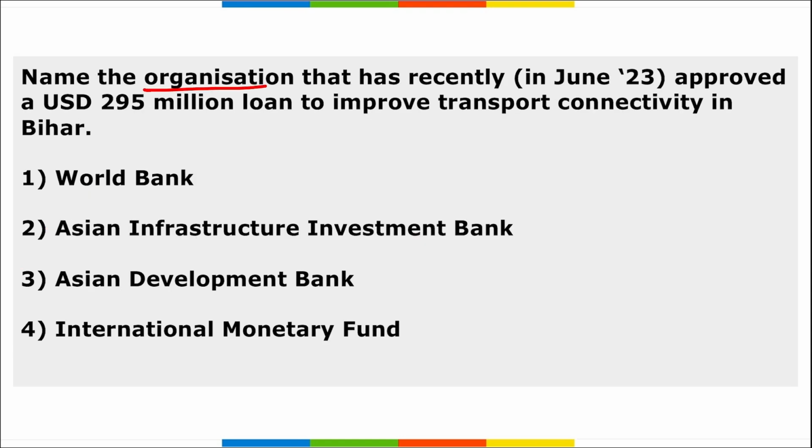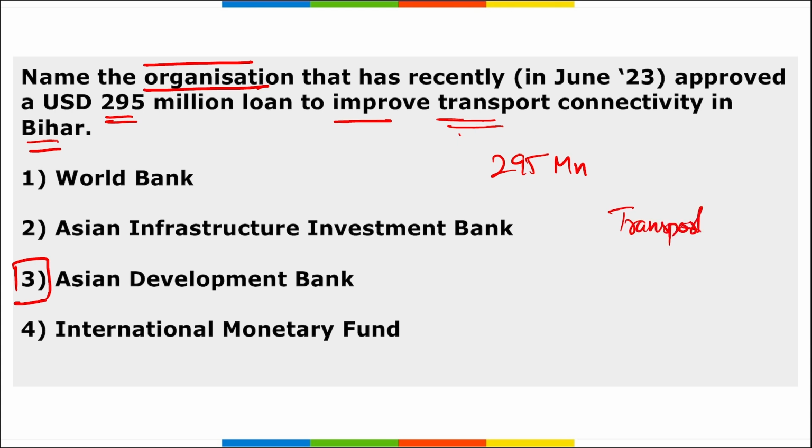Next, name the organization that recently approved a $295 million loan to improve transport connectivity in Bihar. I repeat, name the organization that recently approved a $295 million loan to improve the transport connectivity in Bihar. It is the Asian Development Bank, correct? They approved a $295 million loan, and this is to improve the transport connectivity in Bihar.